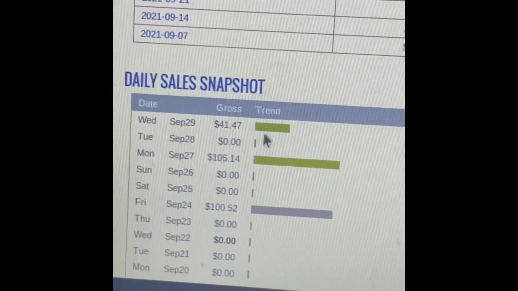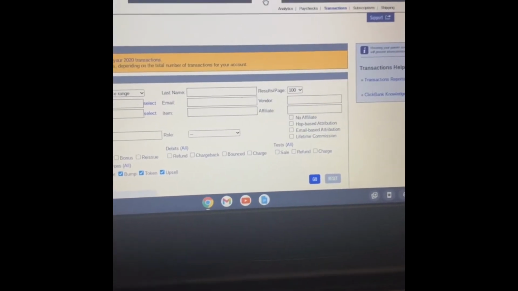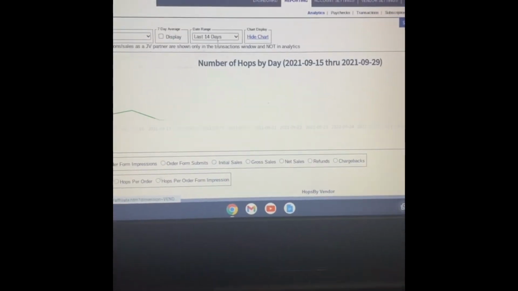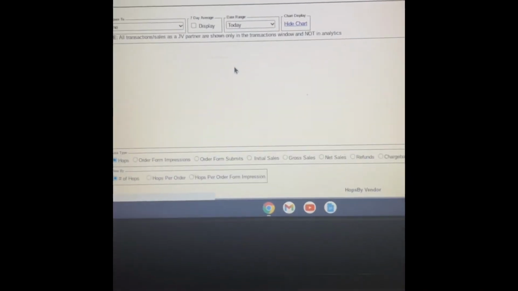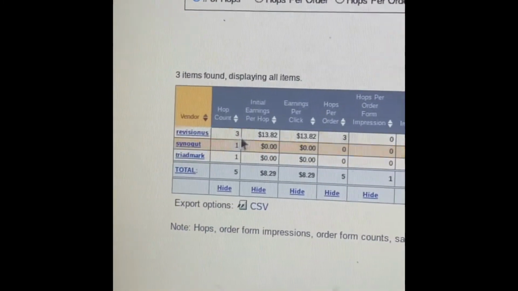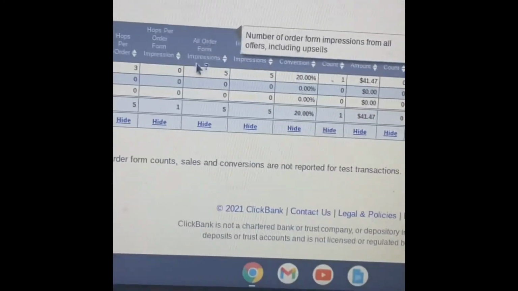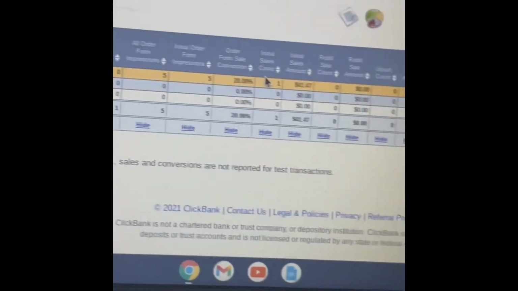All right, you can see today is Wednesday, September 29th. I made 41 bucks. Revisions right here. Gonna go to reporting. Today, we're gonna look at my results for revisions. 3 hot links, 5 to the order form, 1 sale, 41 bucks. So we're gonna go here to the calculator.